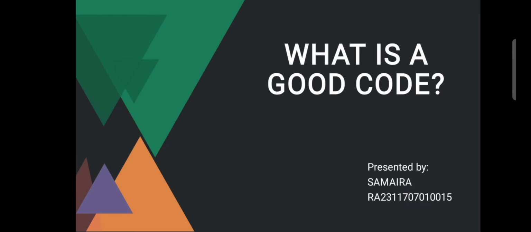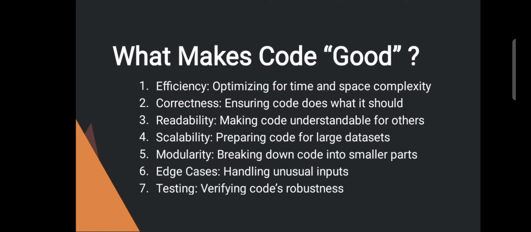Today, I, Samira, will be discussing what is good code. This is especially important for writing code that's not just correct but also efficient, scalable, and maintainable. Good code in DSA has several key qualities: efficiency, correctness, readability, scalability, modularity, edge case handling, and testing. Each of these elements contributes to creating solutions that are practical and sustainable. Let's dive into each quality and explore why they matter.